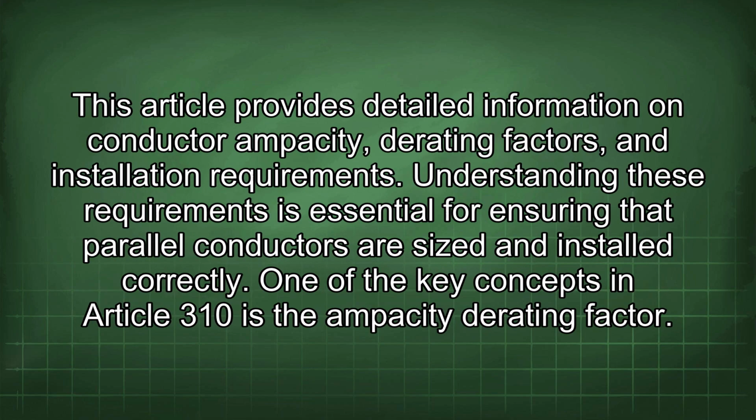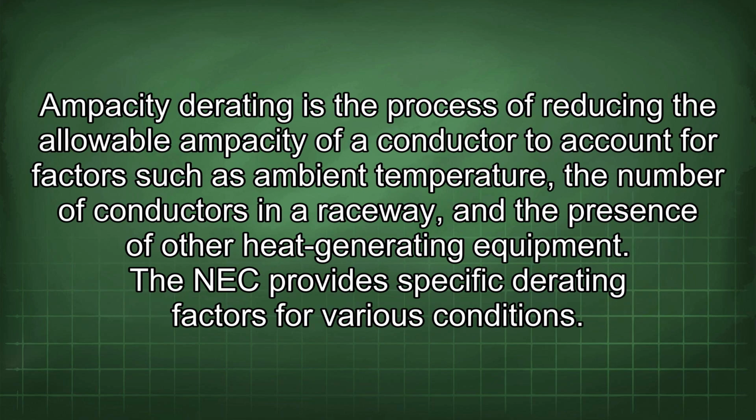This article provides detailed information on conductor ampacity, derating factors, and installation requirements. Understanding these requirements is essential for ensuring that parallel conductors are sized and installed correctly. One of the key concepts in Article 310 is the ampacity derating factor. Ampacity derating is the process of reducing the allowable ampacity of a conductor to account for factors such as ambient temperature, the number of conductors in a raceway, and the presence of other heat-generating equipment.